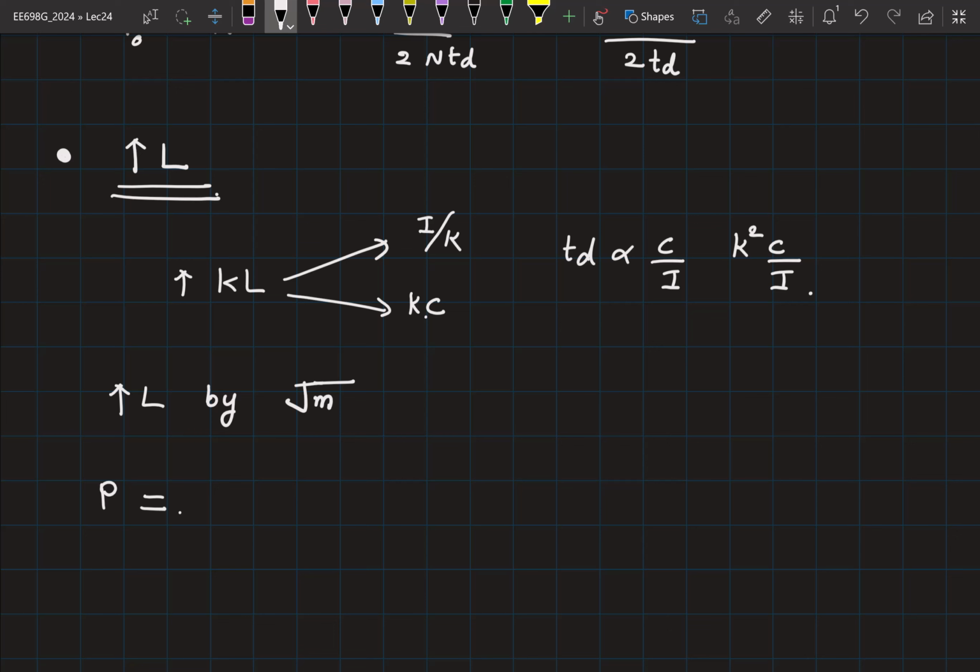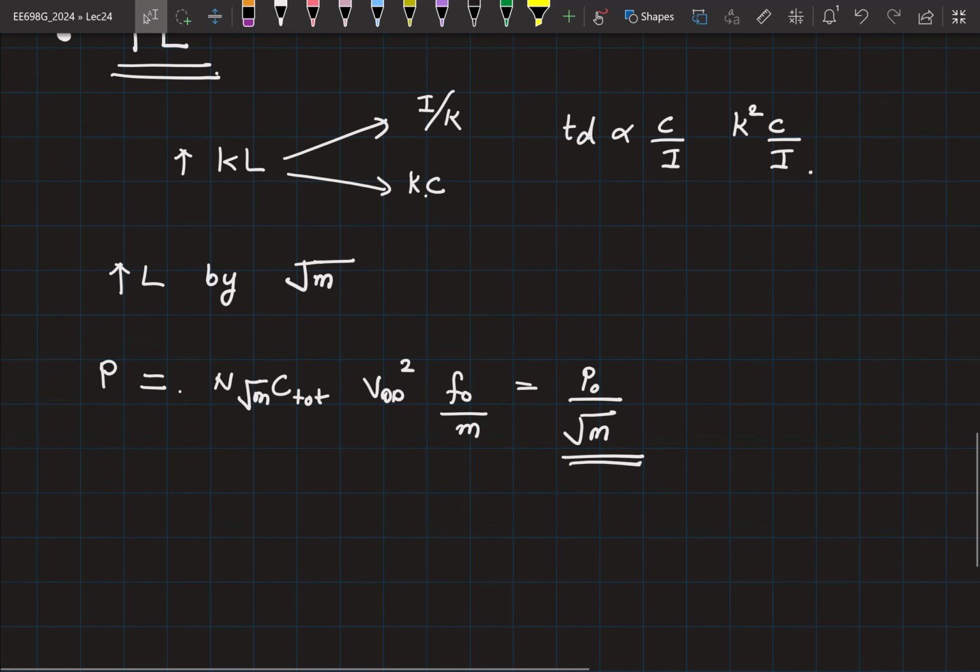1 by root m, so it reduces by root m. So power is again n C total into VDD square into F0. F0 has gone down by m, and this has gone up by root m. Right? So the new power will be equal to P0 by root m. So power is reducing. And what about the final step where you are adding a divider?